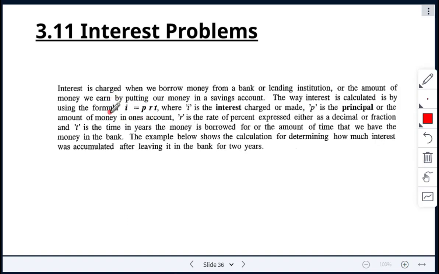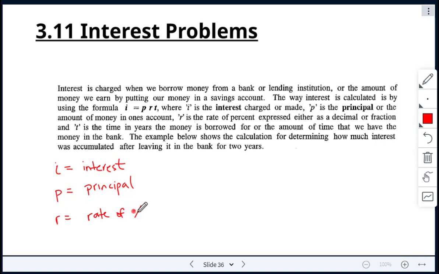The I represents interest. So let's just write that down here. I is the interest. P is the principal. This is the principal amount. It's the amount of money that you put in your account. R is the rate of percent.